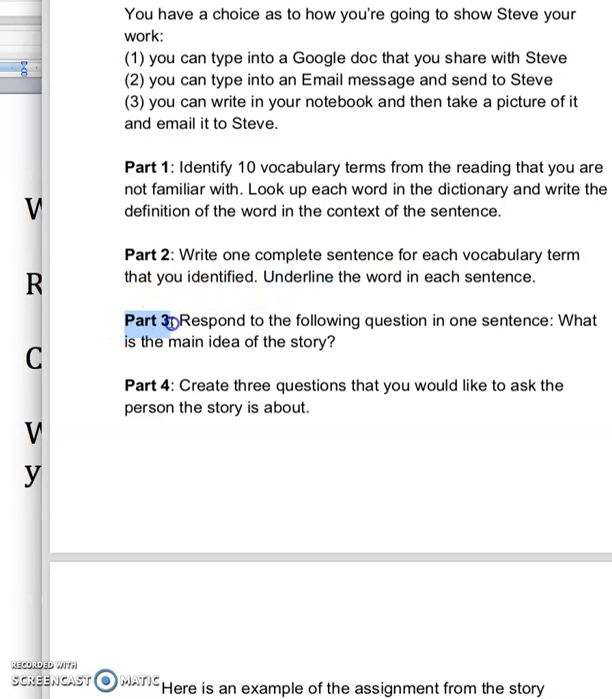Part 3, what is the main idea of the story? What is the central idea? What is this story really about if you had to put it in 1 sentence? And the last part, create some questions that you'd like to ask the person the story is about. So for this story, it's about Lewis and Clark. So if you could ask them 1 question, what would it be?